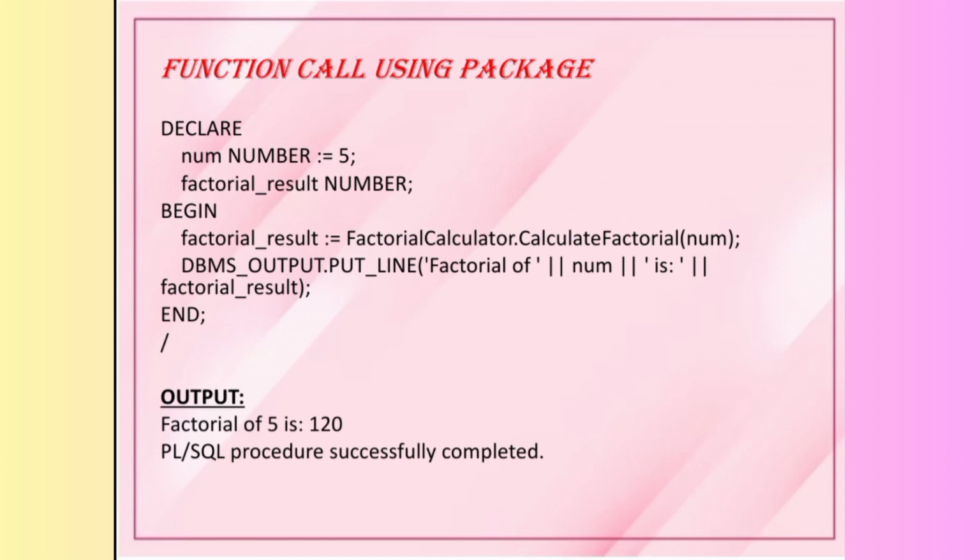While executing the statement factorial_calculator.calculate_factorial(num), num will be passed to the package body and activate the coding which was written in the package. Finally, the result will be stored in the factorial_result variable, and using the dbms_output.put_line statement, we will print a message like factorial of num. Here num is the variable, and it stores the value 5. We directly assigned the value 5 to the num variable. So the output is: factorial of 5 is 120. PL/SQL procedure successfully completed. This message is finally displayed on the screen.